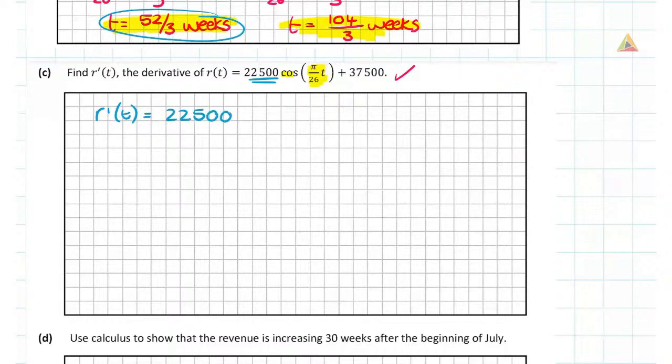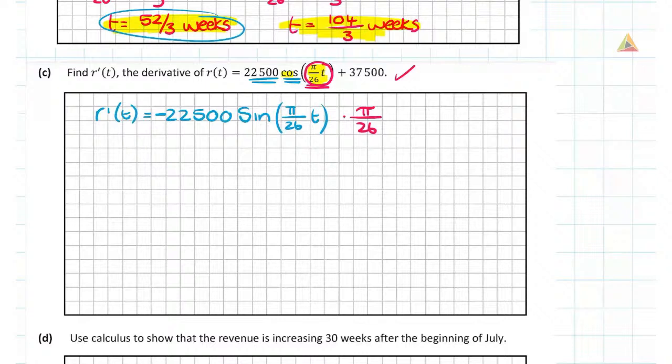So starting off, r dash t, when we differentiate the 22,500, that's just a constant out the front, so that stays as 22,500. When we differentiate the cos, that changes to minus sine. So I'm going to put the minus out the front, sine, and the angle never changes. So that's pi over 26t again. And don't forget, you also need to differentiate what's inside here, so the inner function. So when I differentiate that, I get pi over 26.